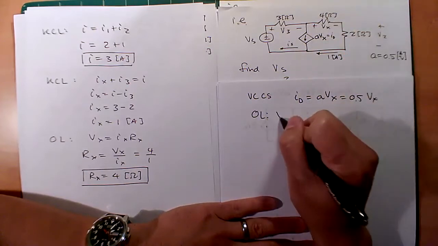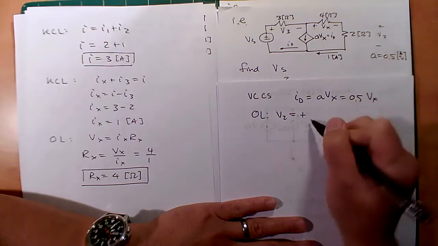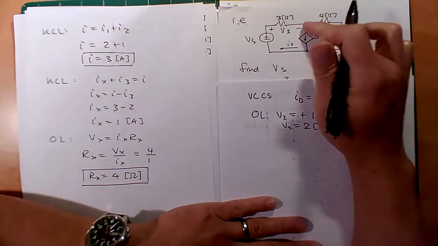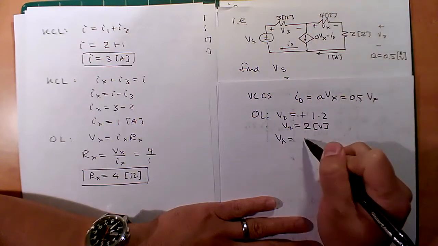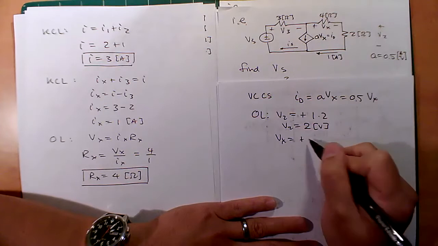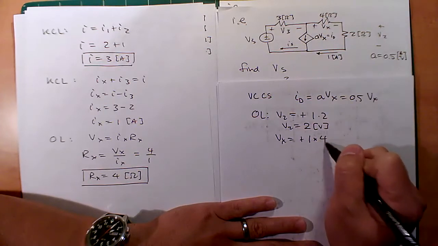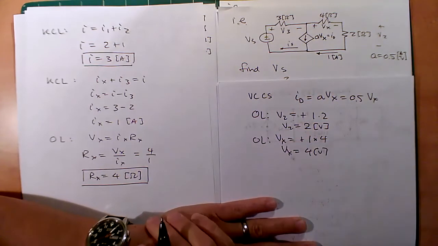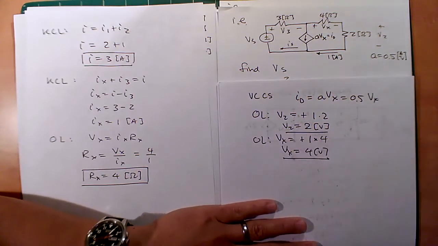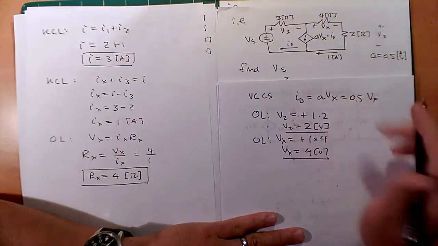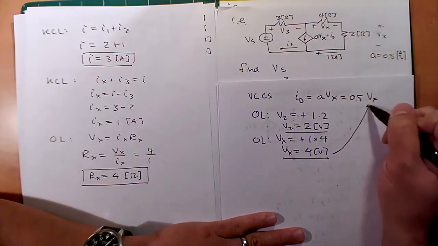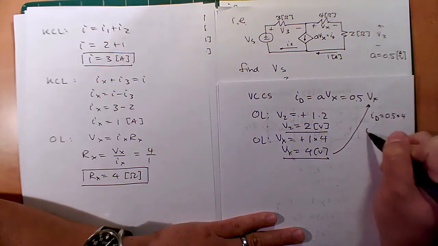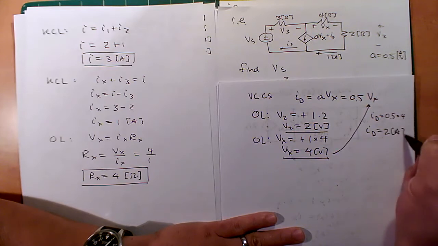So let's write these down. Ohm's law: V2 equals positive 1 times 2. So V2 equals 2 volts. Let's do this one. Vx is equal to positive, yep, goes into the positive terminal, 1 times 4. So Vx is equal to 4 volts. So this is also Ohm's law. Okay, great. So I have Vx and V2. Back up here, if I plug that in, ID is equal to 0.5 times 4. So ID is equal to 2 amps.